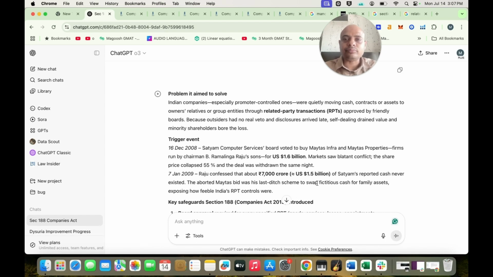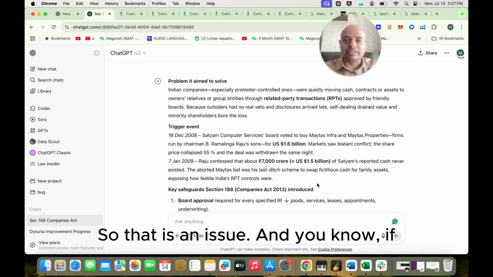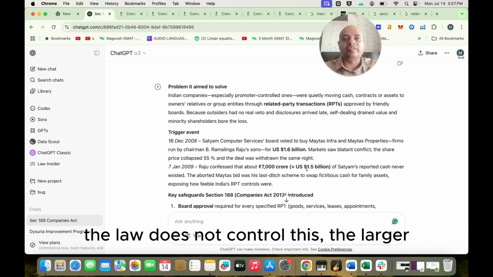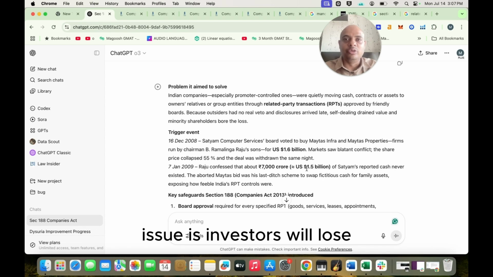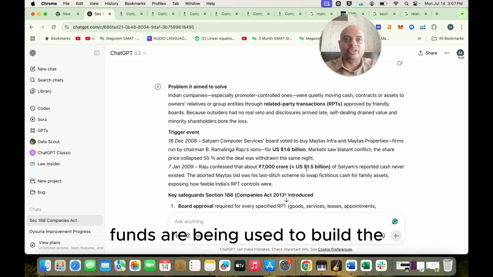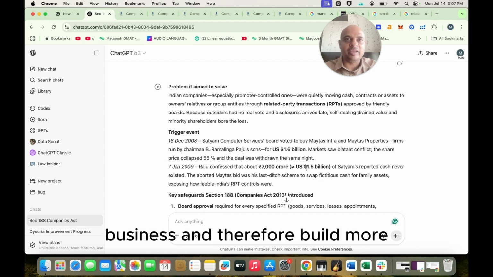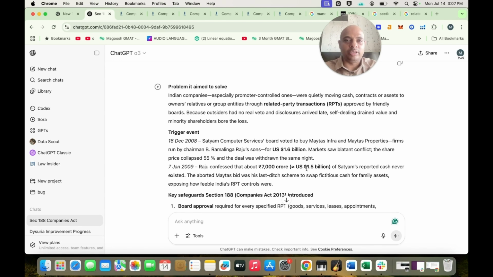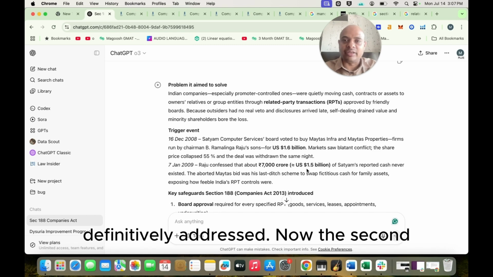So that is an issue, and if the law doesn't control this, the larger issue is investors will lose confidence in investing in India, because they're not sure if the funds are being used to build the business and therefore build more value. So it has to be definitively addressed.